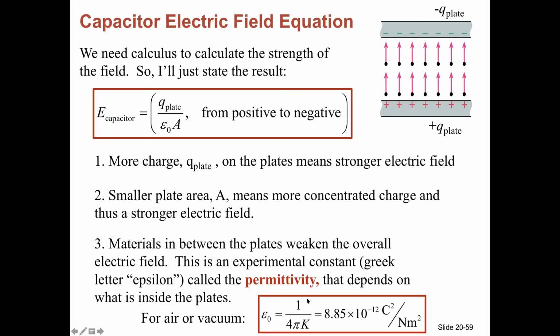It's also related, though I'm not going to go into why, to the force constant from Coulomb's law. So if you're interested, epsilon naught is 1 over 4 pi times k, the force constant, 9 times 10 to the 9. If we work that out, epsilon naught is 8.85 times 10 to the minus 12.